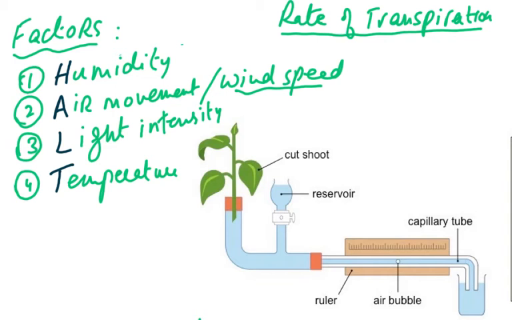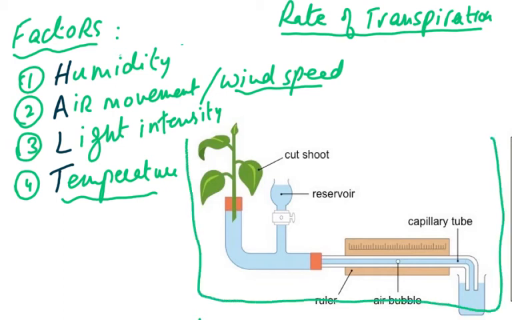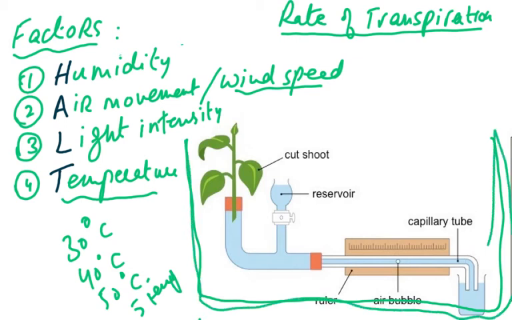Now, the first thing, let's look at the first one, temperature. If we have to study the effect of temperature, all we have to do is keep these in different temperature water baths. So the first water bath maybe could be at 30 degrees Celsius, the next could be at 40 degrees Celsius, and the next could be at 50 degrees Celsius. And you should take 5 temperatures, and keep them in different water baths, and just measure the rate of transpiration. Now, naturally, what is going to happen? As you increase the temperature, the rate of transpiration will increase.